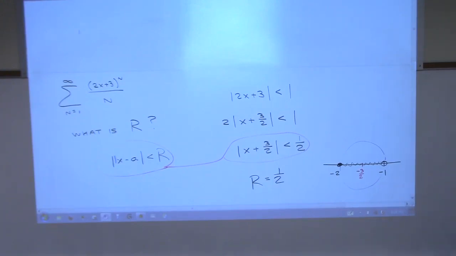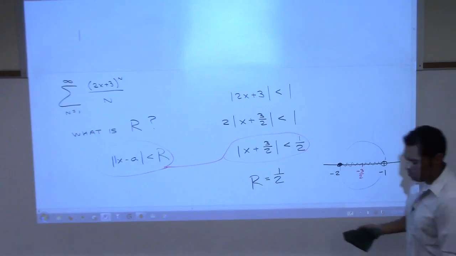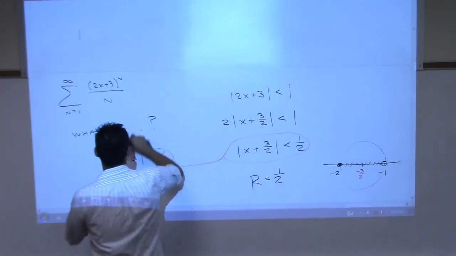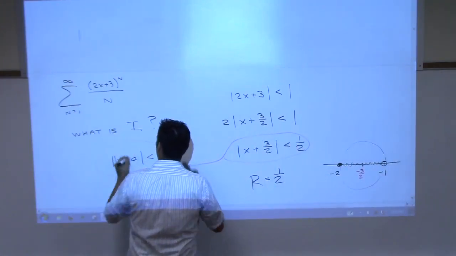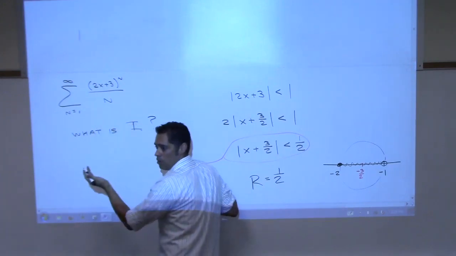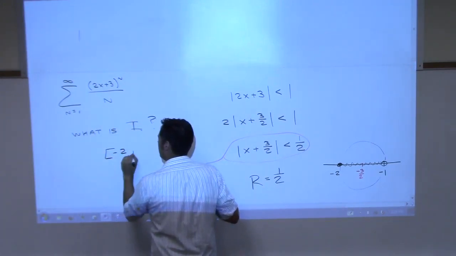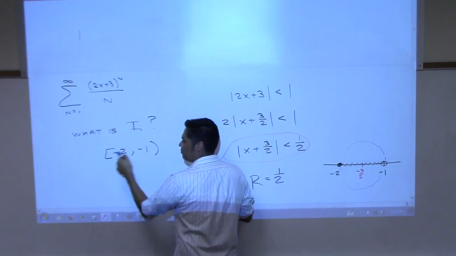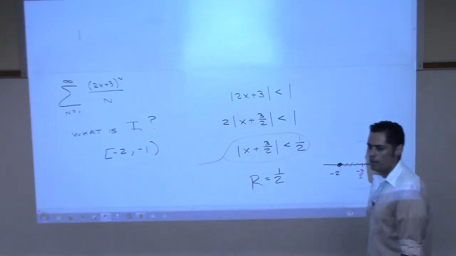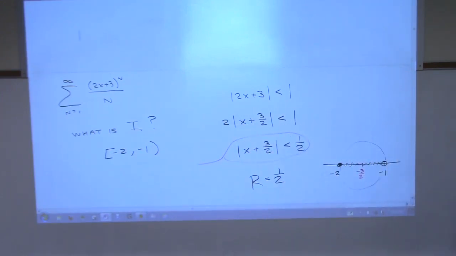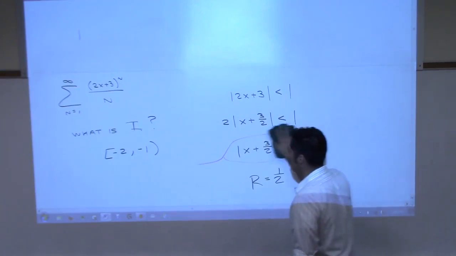All right, so what is the interval of convergence? What is I? Yeah, that we already did all the work for. So it's just -2 to -1, but with closed open, right? All right. I think we're ready for an example.